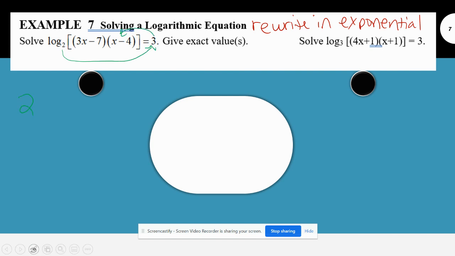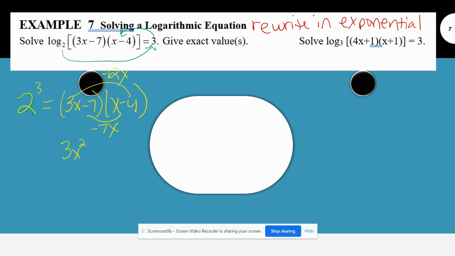2 to the third power is equal to 3x minus 7 times x minus 4. I'm going to FOIL, distribute, however you love to multiply on the right. It's negative 12x, negative 7x. So we have 3x squared minus 19x plus 28. And on the left side, 2 to the third is 8. I'm going to bring that 8 over.